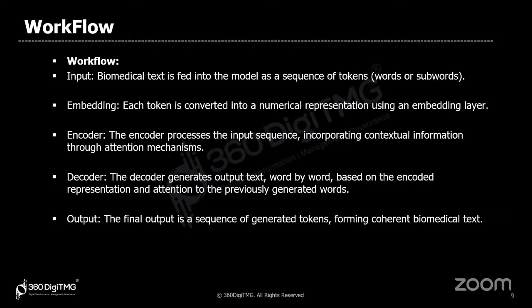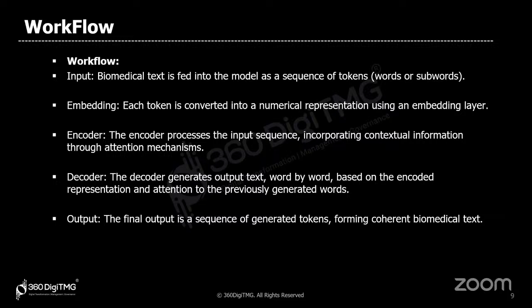Then there is the decoder. We form one context vector, and the context vector is sent to the decoder stage. The decoder generates the output text word by word. Just as we took one input word, then a second, this is how it generates word by word, and it takes into account the attention mechanism as well as the previously generated words.